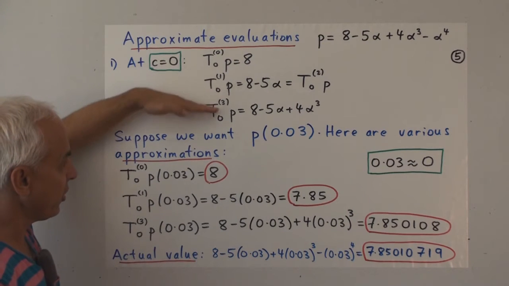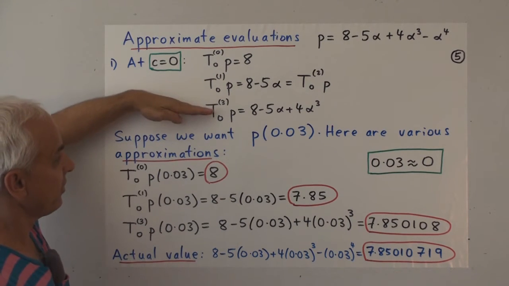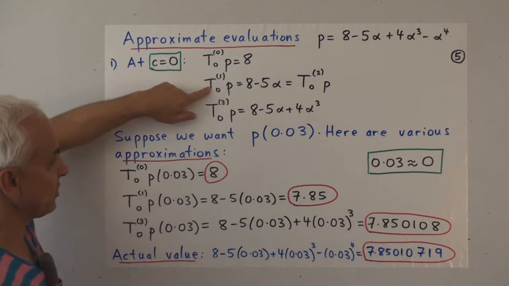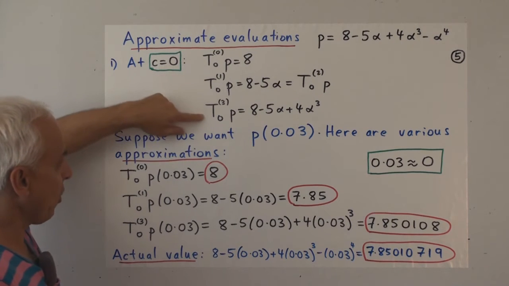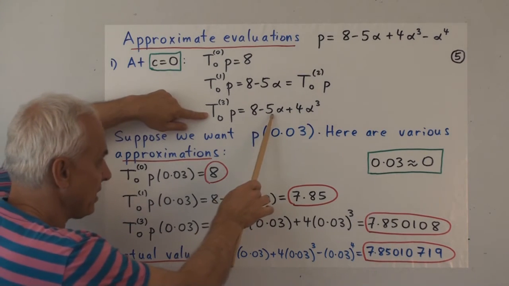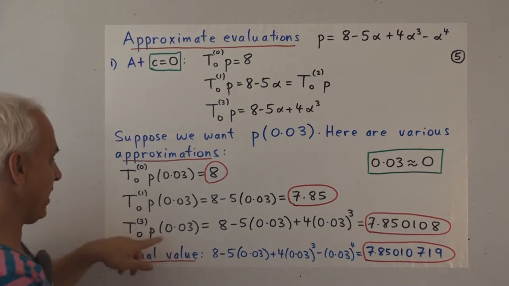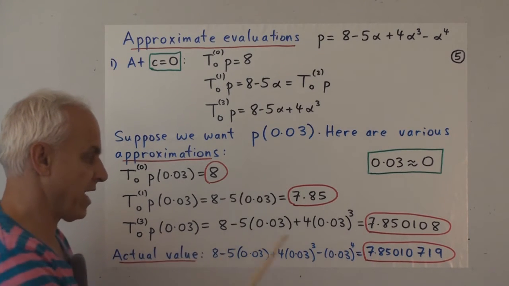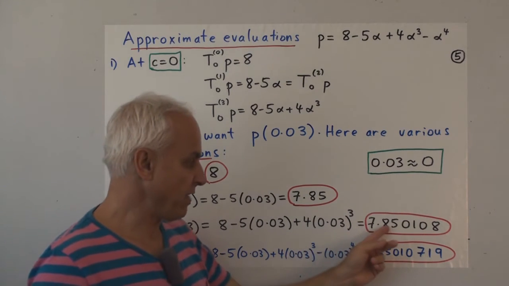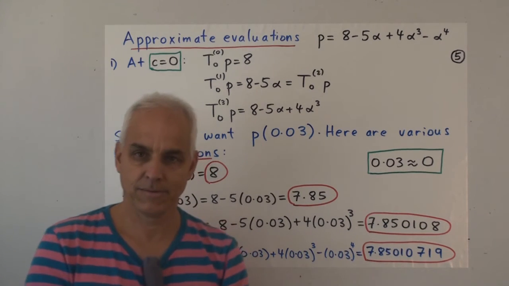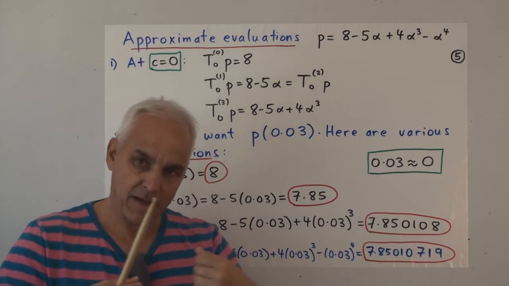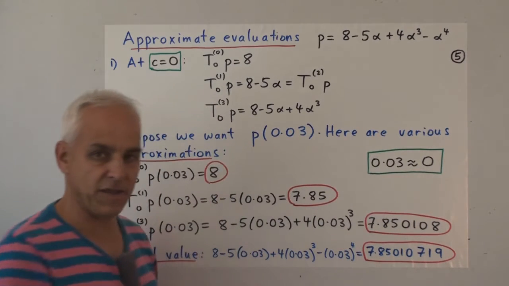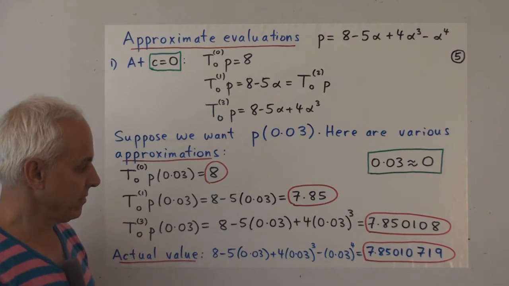One step further to the third, actually I guess it's 2 steps, because one step further would be the second tangent, which is the same as the first tangent. But if we go to the third tangent, which is 8 minus 5 alpha plus 4 alpha cubed, and evaluate it at 0.03, do the calculation, we get 7.850108. That's yet a closer approximation. Now we've only dropped 1 term. We've just disregarded the alpha to the 4th.